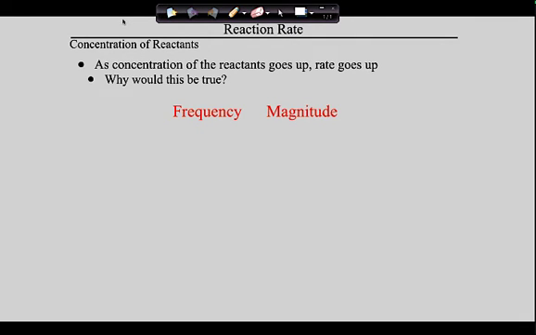Number two, concentration of reactants. So guys, concentration of reactants, I'm just going to lay it out there for you. Guys, bottom line is this. As concentration goes up, the rate goes up. Again, guys, the question is why. So just write down why after that. Question is why. Why as concentration goes up, does the rate go up? And you know that the answer is either going to be frequency or magnitude. That's all we got. Either the collisions are more frequent or they're harder.